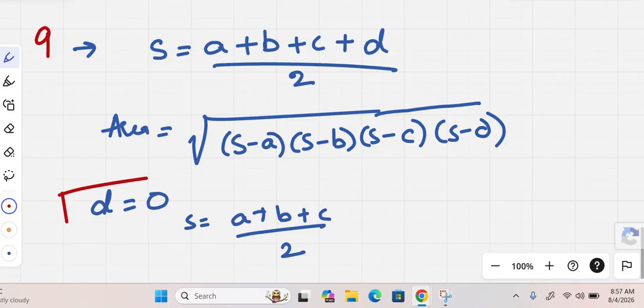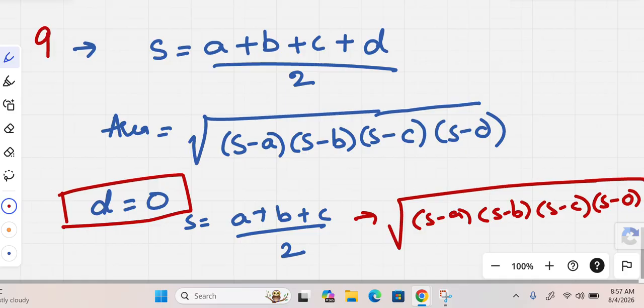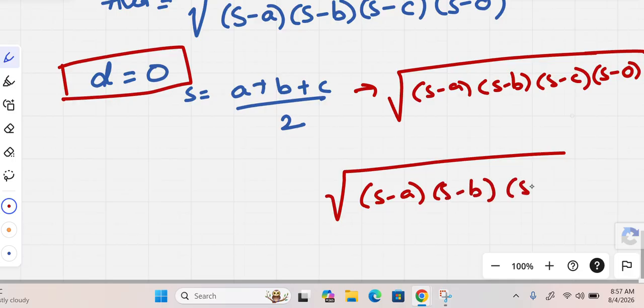This is crucial, because of that the formula will become (s minus a), (s minus b), (s minus c), and (s minus 0). Since d is 0, we get just s. So it will be s into (s minus a), (s minus b), (s minus c). That is how the Brahmagupta formula reduces to Heron's formula, because d is taken as 0.